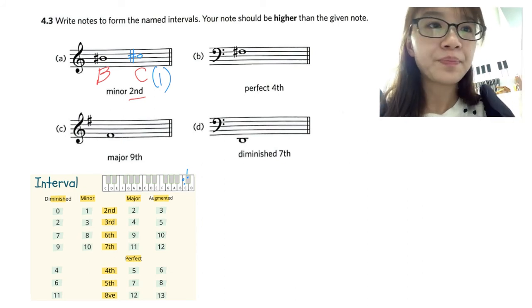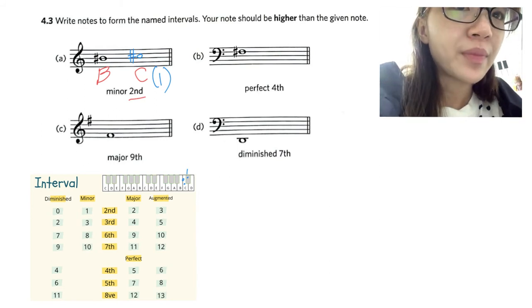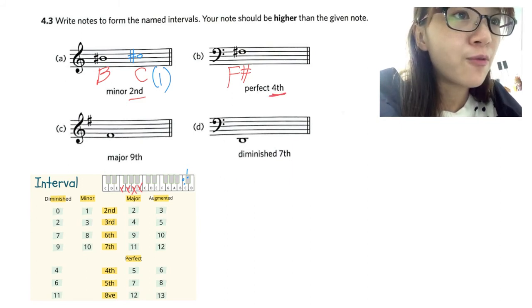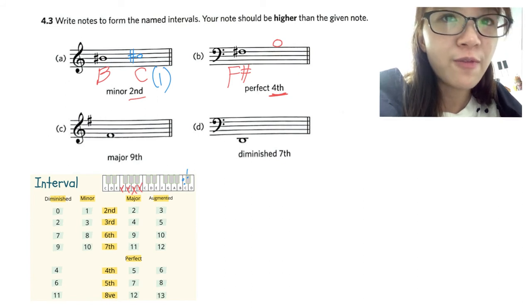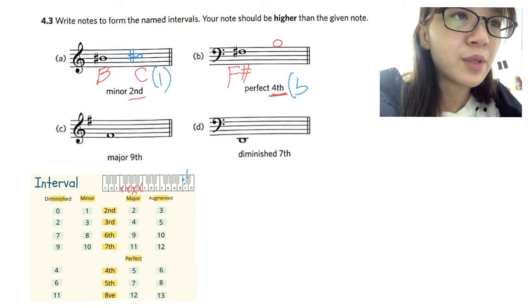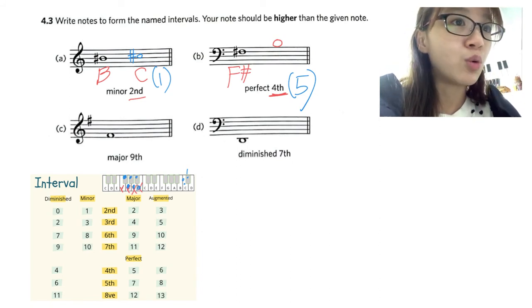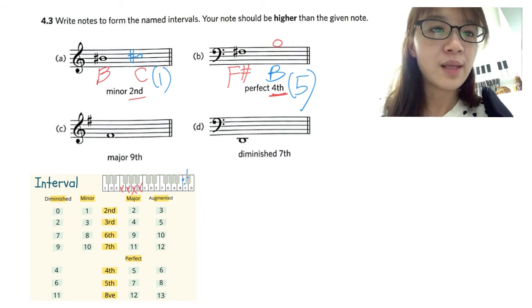Question B. Write down the letter name four steps up from the F sharp. Yes, F sharp. You know, F, G, A, B. It gives you the next note is the B. It gives you a fourth. And now check the semitones for the perfect fourth. A perfect fourth gives you five semitones. Yes, five semitones. So you count from here. F sharp, 0, 1, 2, 3, 4, fine. It's the B note. The answer stops at the B note. So it's correct. Next one.